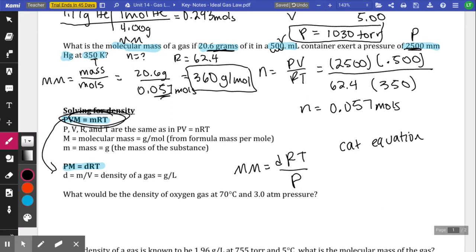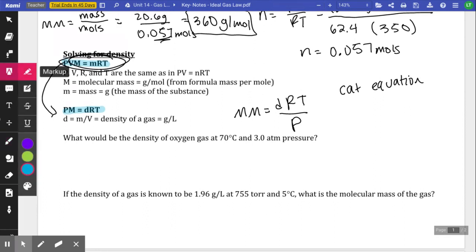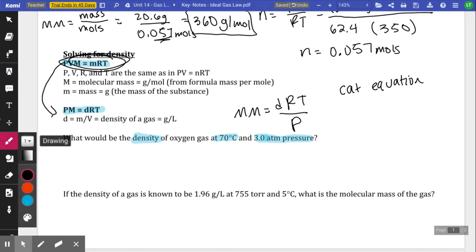So again, we get it because if you divide both sides by volume, you'd have mass over volume, which is density. So it plugs in there. So if you wanted to find the density, this is the equation you would use. Okay, so let's do it. This first one says, what would be the density of oxygen gas at 70 degrees Celsius and 3 atmospheres of pressure? Okay, so what do we have?